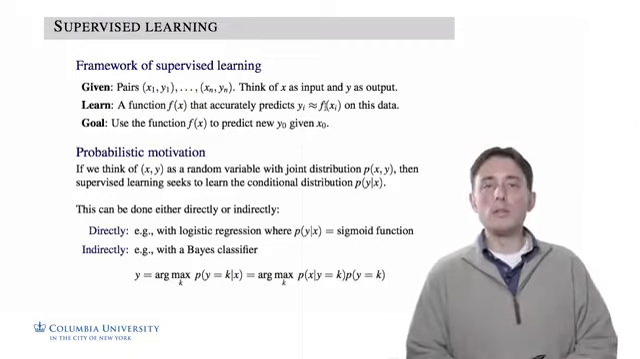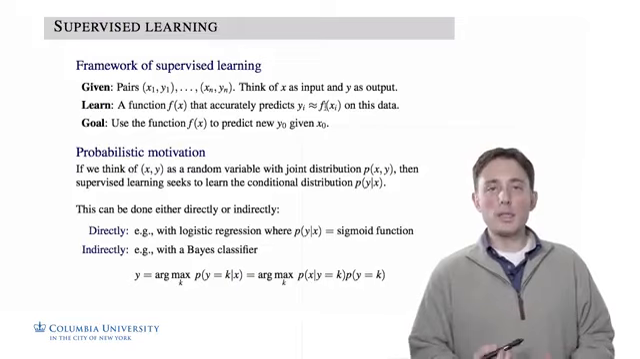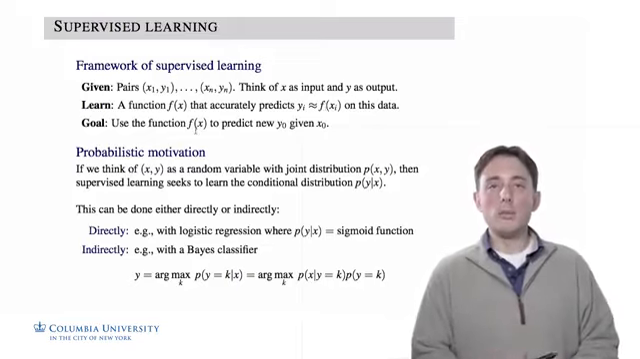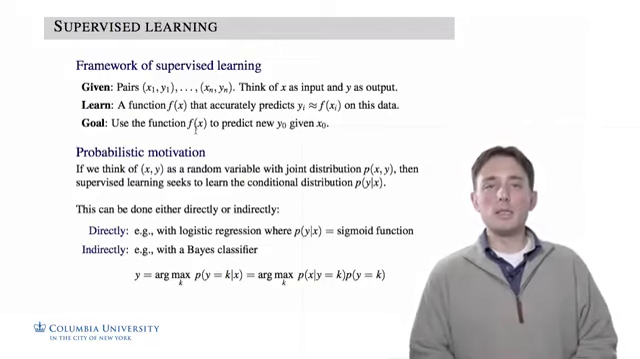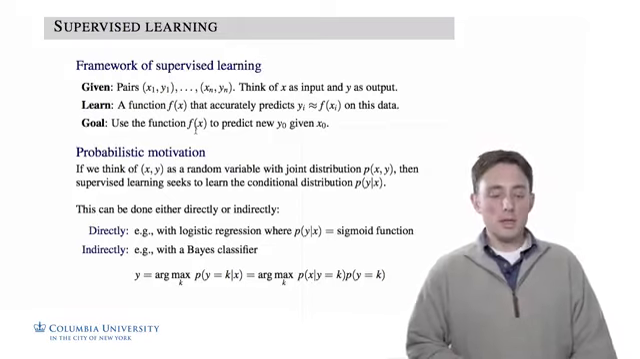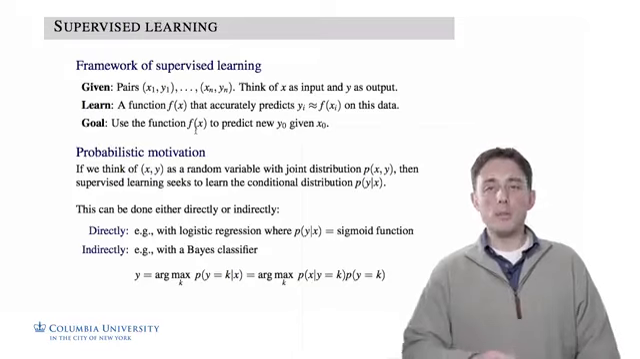Then the reason why we learn this function is when we get new data, we get a new x naught. We don't know what the corresponding y naught is going to be. We don't know what the response is or what class x naught belongs to, and so we use the function that we learned on the training data to predict the corresponding output y naught for the input x naught.